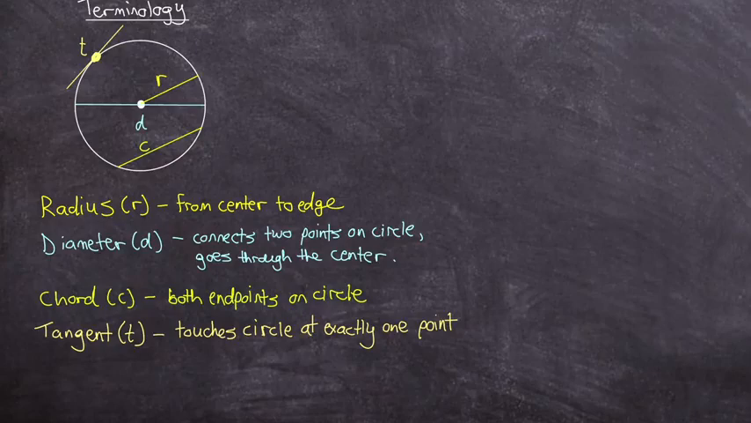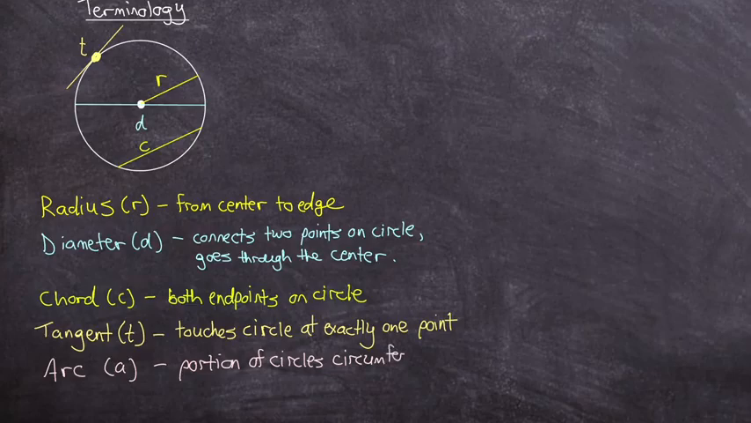And lastly is the arc of a circle. An arc is just a portion of the circle's circumference. So if I outlined this area here, that represents a portion of the circle's circumference. We call that an arc length. And now that we've gone over some of the basic terminology, let me show you 3 basic angle relationships that you should know in circles.